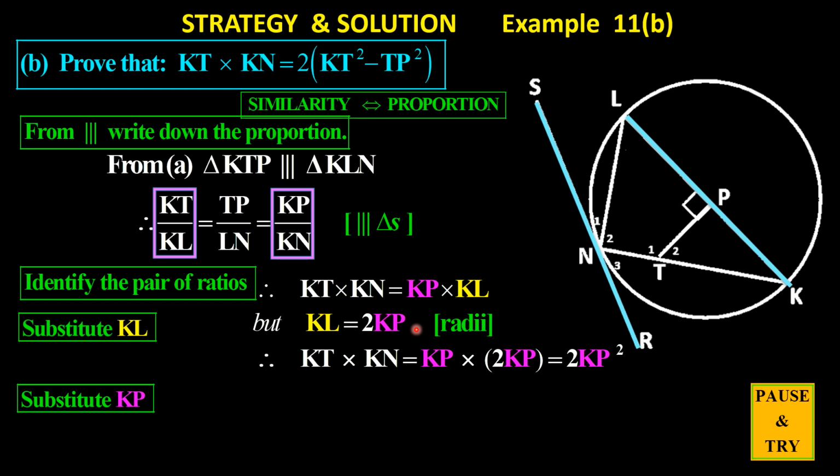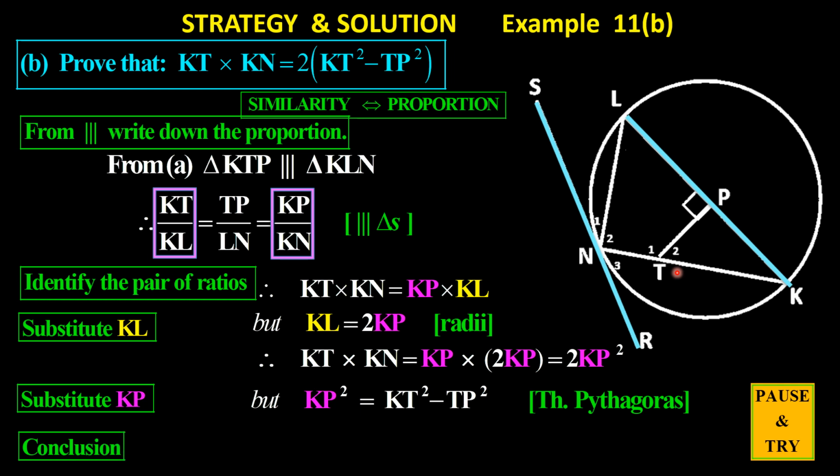And if I look at KP, KP is in a right angle triangle. So I can apply the theorem of Pythagoras there. So KP squared, using the theorem of Pythagoras, is KT squared minus PT squared. And now I can substitute the KP squared there. So instead of KP squared, I write down 2 times KT squared minus TP squared, and that's the expression. And if we look now, that's exactly what we want to prove. KT times KN equals 2 times KT squared minus TP squared. Right? Can you see there?